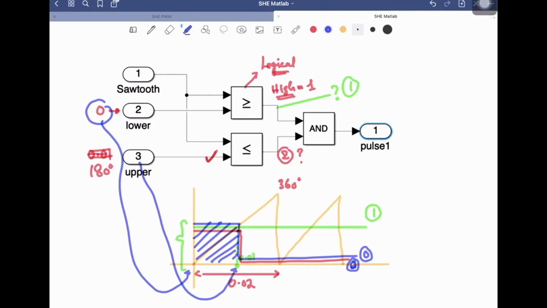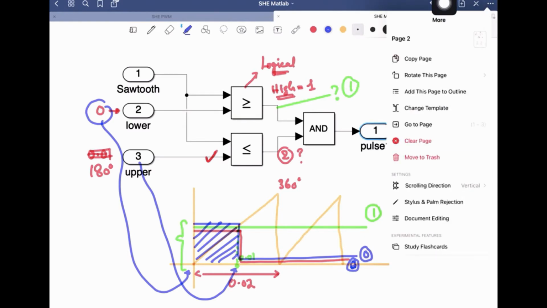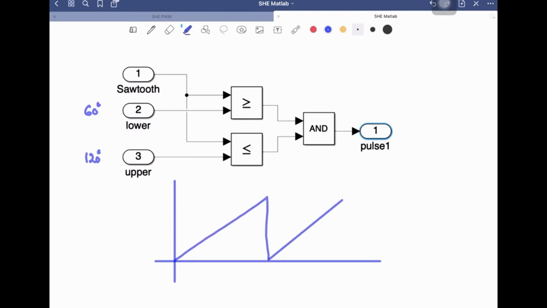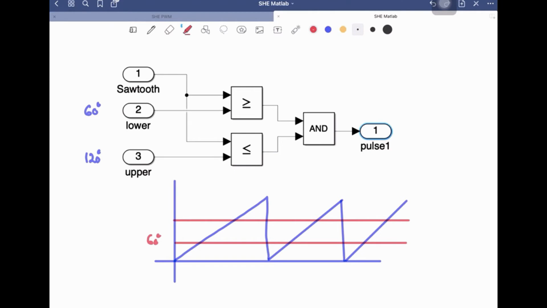Now if I say that I have a lower limit of, let's suppose, 60, and an upper limit of, let's suppose, 120, how is this block going to work? This is going to compare two lines with this sawtooth waveform. So let me draw over here the line of 60 degree, let's suppose somewhere over here, and the other line is of 120 degree, that is over here. I'm just going to assume.